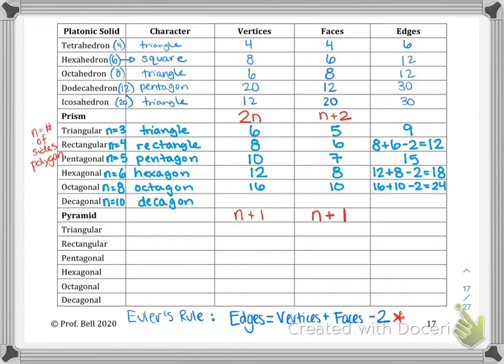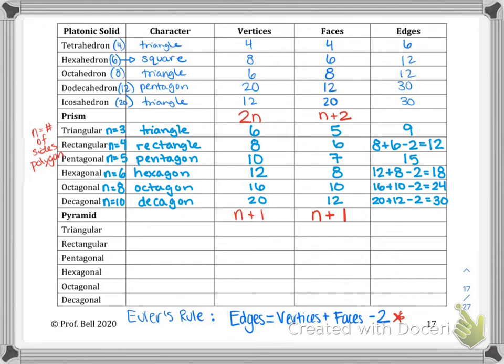Now to the decagon. 2 times 10 is 20, so there are 20 vertices. 10 plus 2 is 12, so there are 12 faces. 20 plus 12 minus 2 gives me 30. There are 30 edges in the decagonal prism.